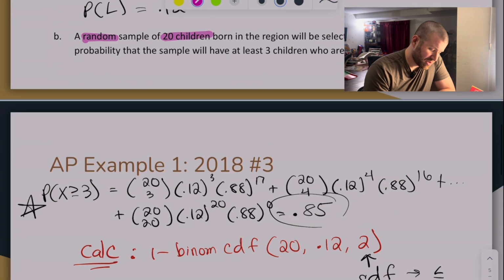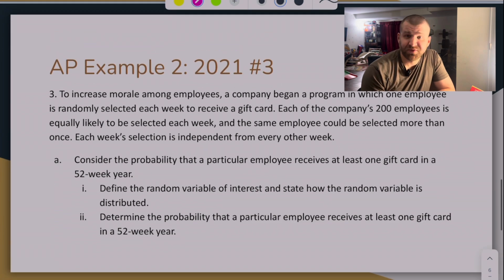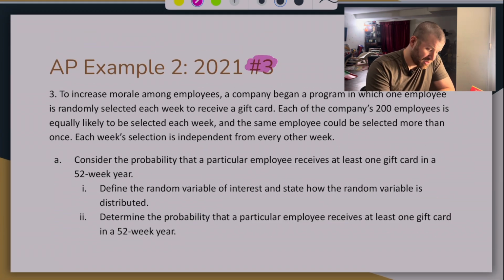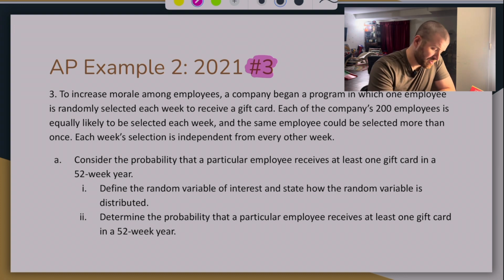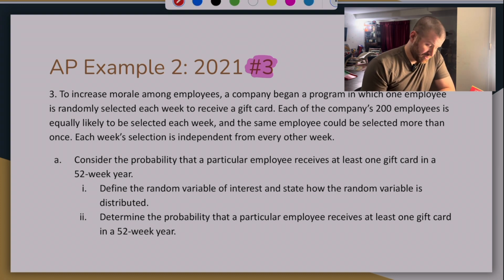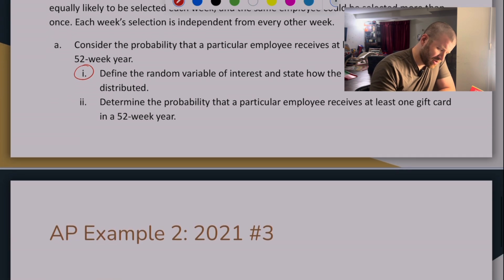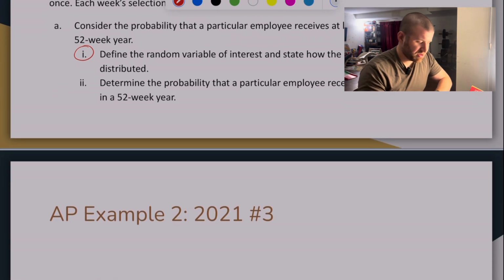So let's take a look at another question that you might see. And this one being very recent. Again, if you haven't picked up on it, number 3 tends to be the winner here for the probability question. So for this one, it's about a gift card at a company, and they give out 1 gift card a week, and they have 200 employees. So you'll see this type of question a lot as well. Define your random variable of interest, and then state how it is distributed.